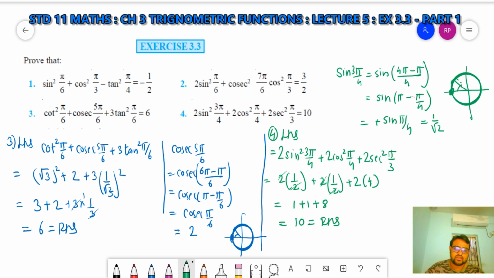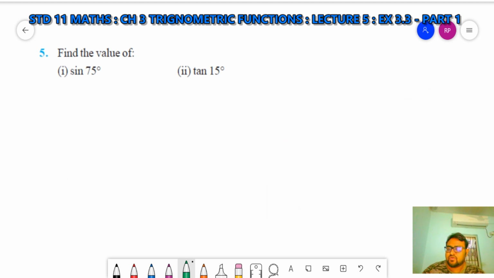So this was about question number 3 and 4. So just note it down. Okay, now let's move to the next, that is question number 5. In question number 5, there are two sub questions. You have to find out the value of sine 75 and tan 15. So first we'll see about sine 75.